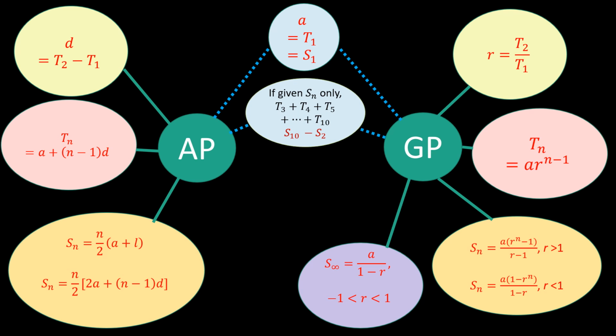Alright, now, if we are only given Sn and you're required to find T3 plus T4 plus T5 until T10, then it is equivalent to S10 minus S2. Because T1 and T2 we don't want, so we deduct them out.